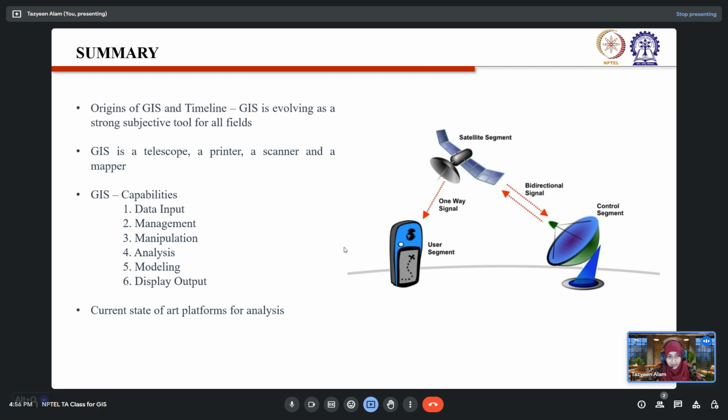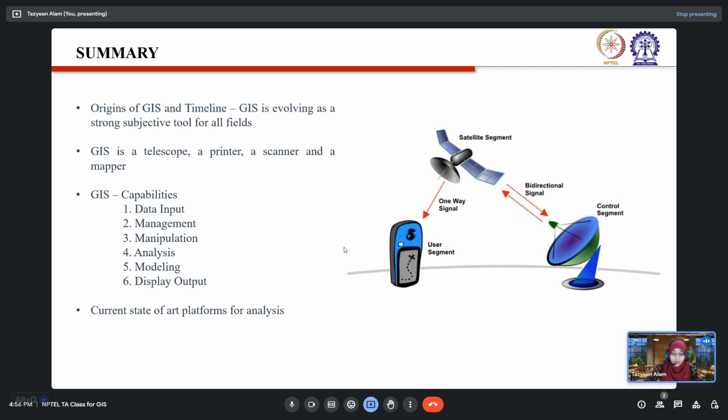We have yet to see what it can do with the database it has. Then GIS is a telescope, it is also a printer, a scanner, and a mapper. So it has a multi-purpose interdisciplinary role now, and it is being used in fields that we could not even think of when it was introduced. We have learned six major capabilities of GIS that include data input, management, manipulation, analysis, modeling, and display output. And the current state of the art platforms for analysis are with us, but we were not really aware of it.